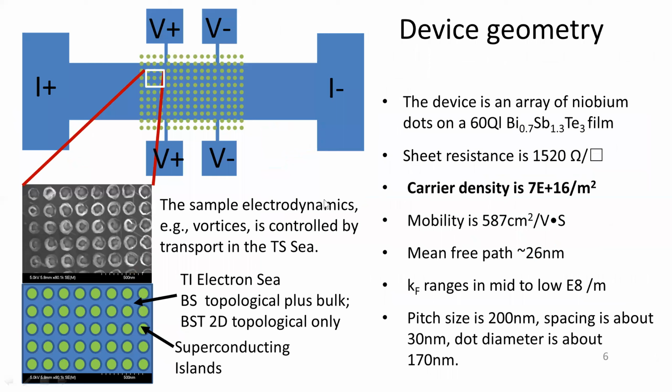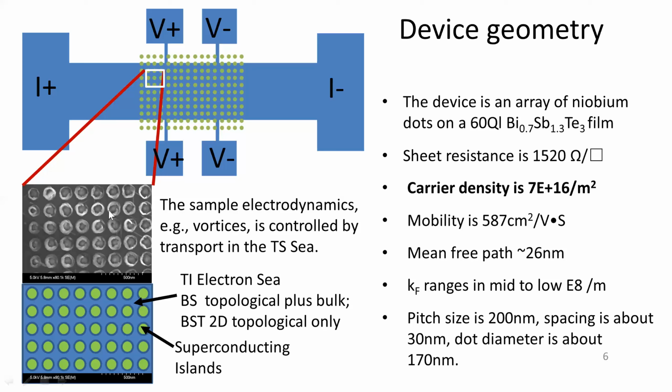Here is the device geometry. This device is an array of niobium dots on a 60 quintuple layer Bi0.7Sb1.3Te3 film. The green dots are niobium. This is the entire array, and the measured area is defined by the two electrodes. So we measured one square of the array. The sheet resistance is 1,520 ohms, and the carrier density is 7 times 10 to the 16 per square meter. The mobility is 587, and the mean free path is about 26 nanometers. The kF ranges in the mid to low 10 to the 8 per meter.